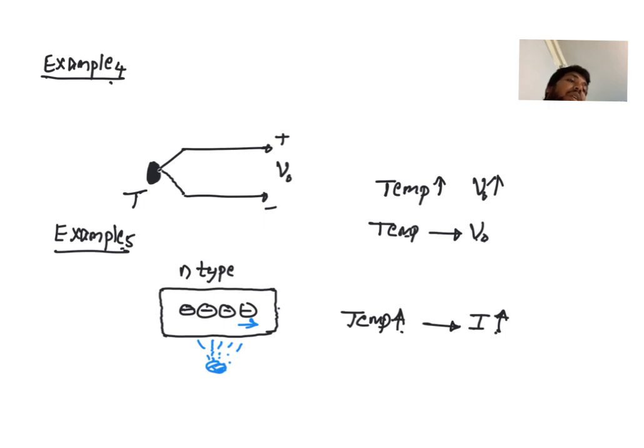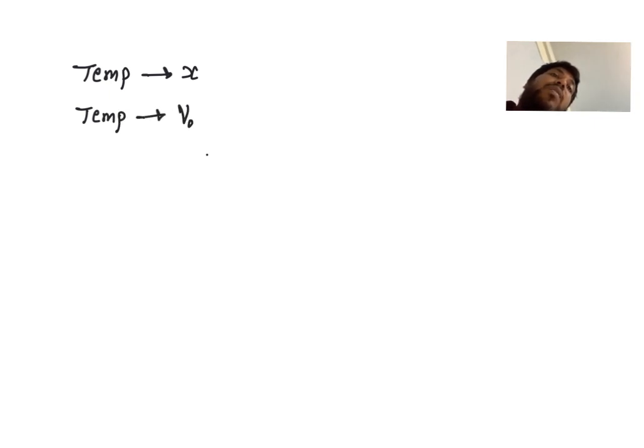Now let me conclude the topic here. As I said, in the first 3 examples, temperature is converted into displacement. And in the next 2 examples, that is the 4th and 5th examples, temperature is converted into electrical output. Either it is voltage or current, right? So what did you understand here? In the first 3 examples, we got the output as a mechanical quantity. And in the next 2 examples, we got the output as an electrical quantity.